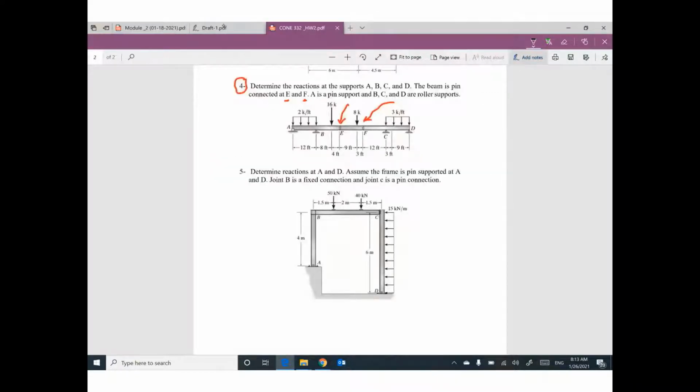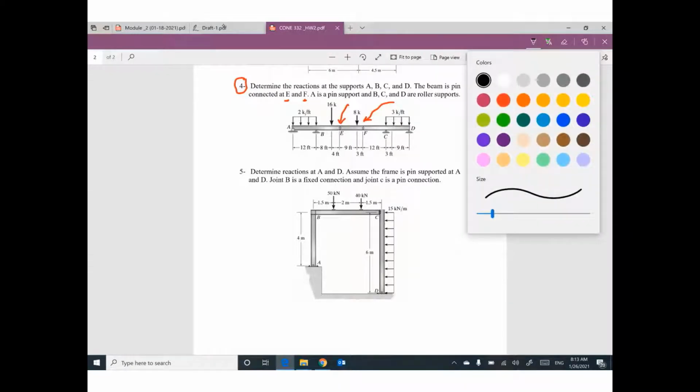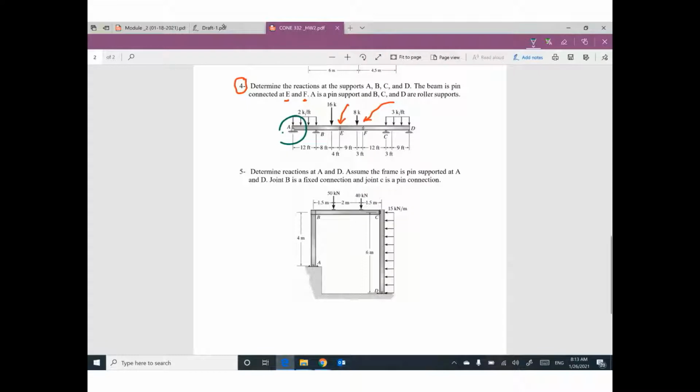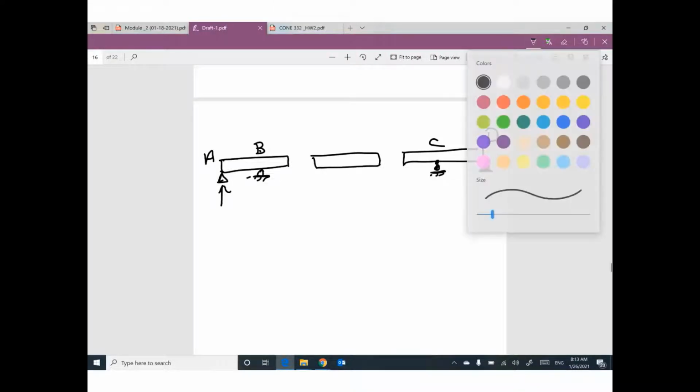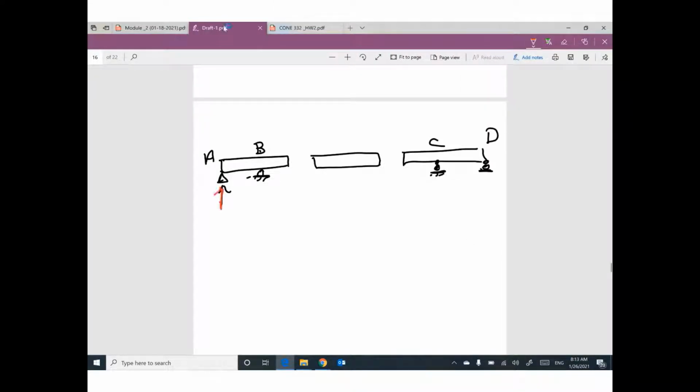What type of supports do you have? At A, we have hinge. B is roller. C is roller. D is roller. So we have 2 reactions at A, XA, YA. We have 1 reaction at B, YB. We have 1 reaction at C, YC. We have 1 reaction at D, YD. What else?